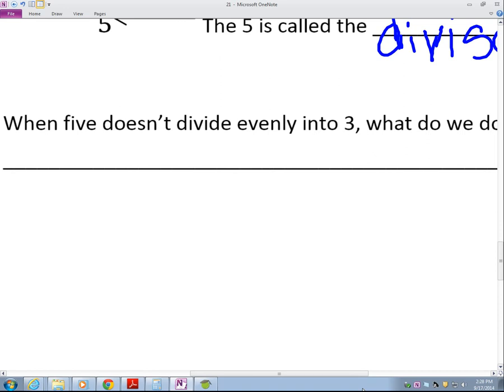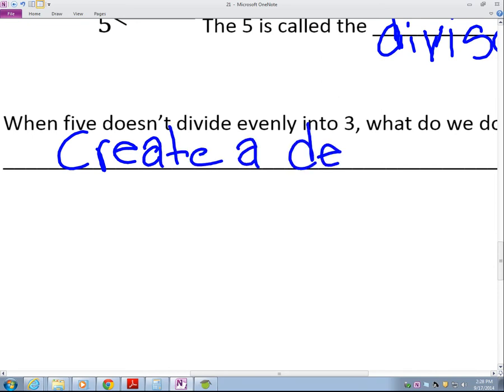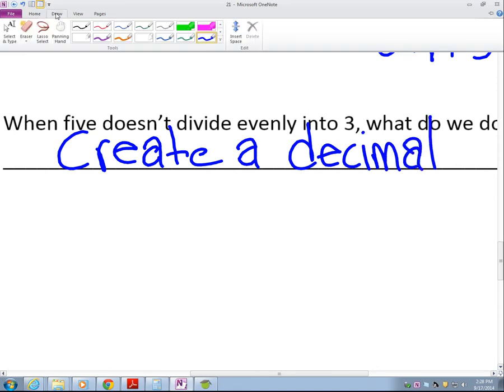When 5 doesn't divide evenly into 3, what do we do? Create a decimal. Create a decimal because it doesn't change the value. We create a decimal because it doesn't change the value of the number at all.